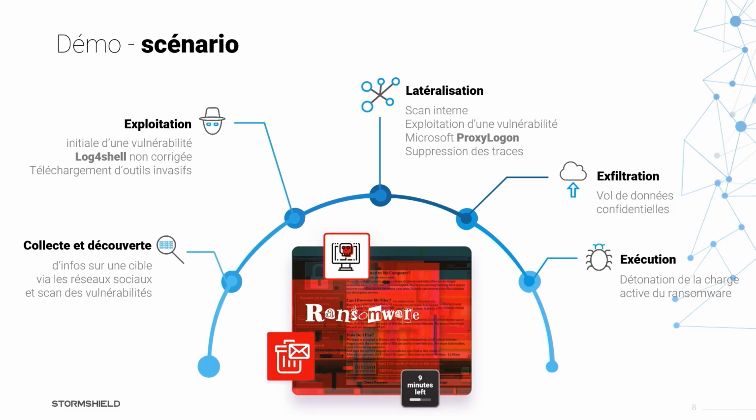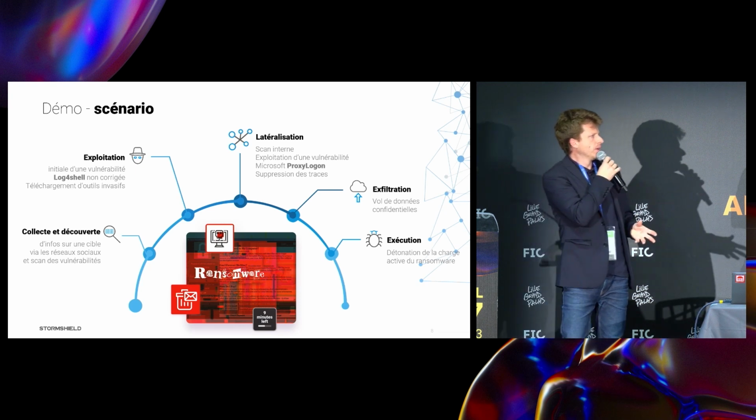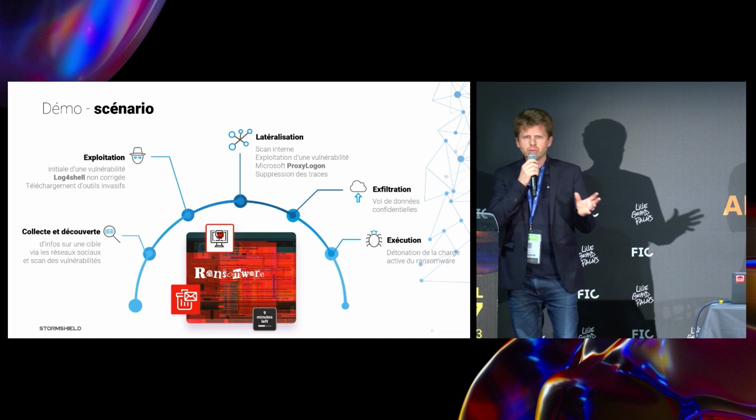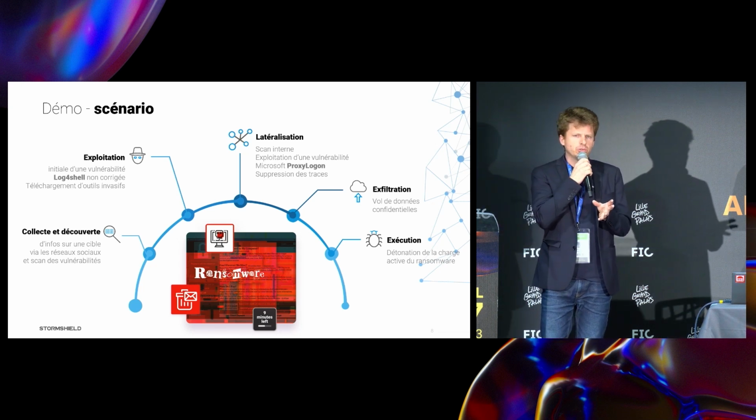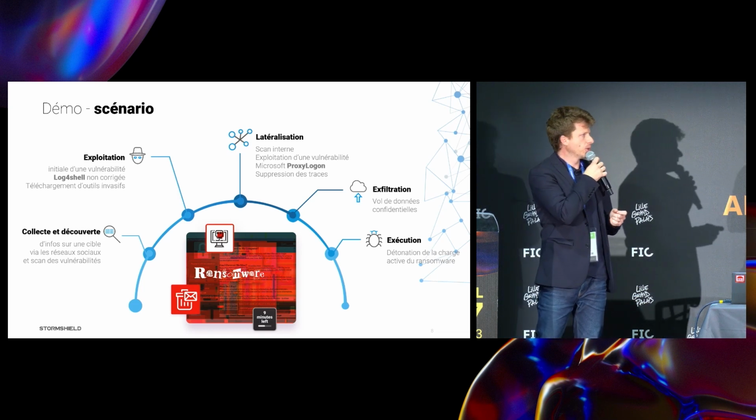In this scenario, we will have all the different steps of the attack. First, discovery: collecting information on the target from social media. This is very important for a quality attack. Then a scan, to see if there are any vulnerabilities, what the system is, its version, and what we can use on it. Then exploitation of the vulnerability itself, which will be a Log4Shell that hasn't been corrected. Then transferring some of the hacker's invasive tools. Pierre-Olivier will talk about it, a small Metasploit.